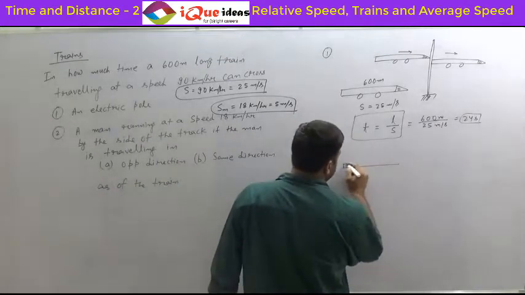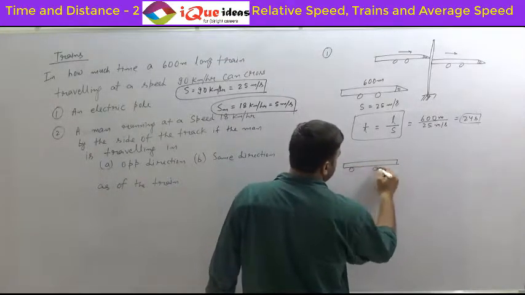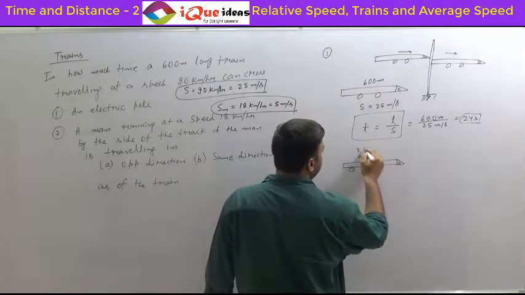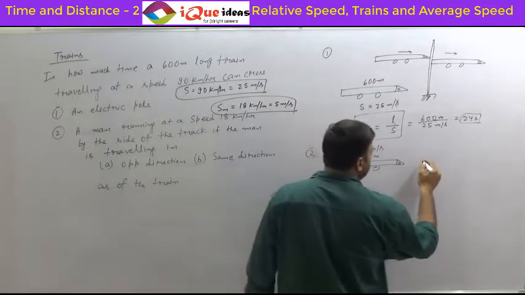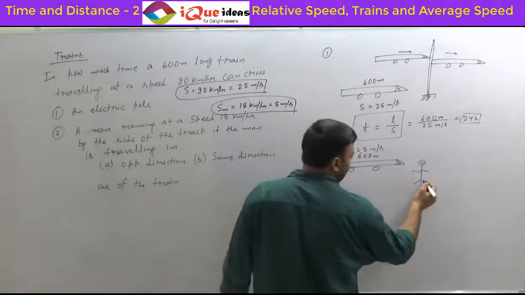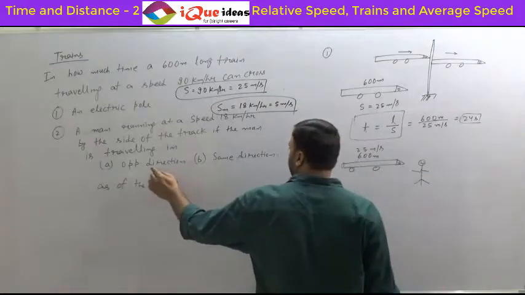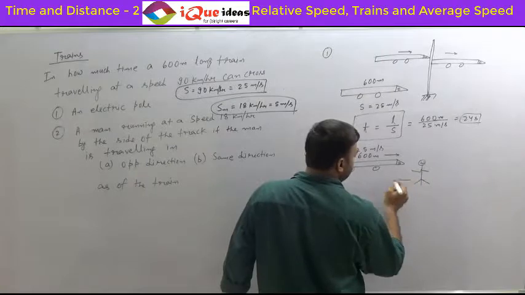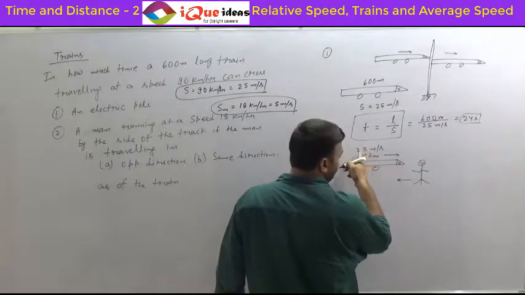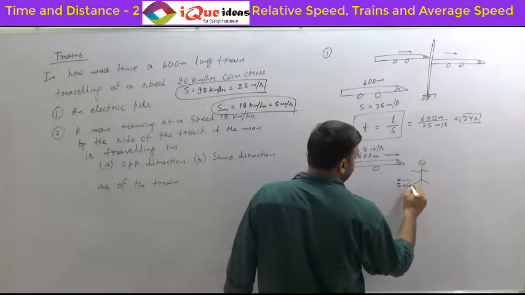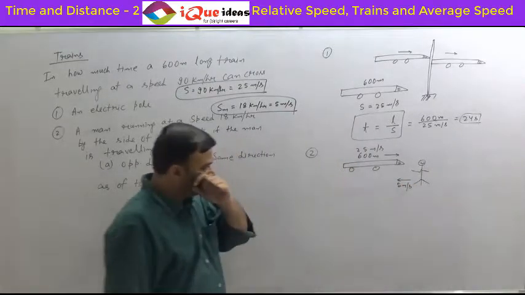Let's see. This is the train. Alright. This is 600 meters. Speed is 25 meters per second. And there is a man. Okay, a smiling man. Now the first case: if he is moving in the opposite direction. So the train is going in this direction, the man is coming in this direction. Speed of the train is 25 meters per second. Speed of the man is 5 meters per second. Now you see, both of them are contributing towards crossing.